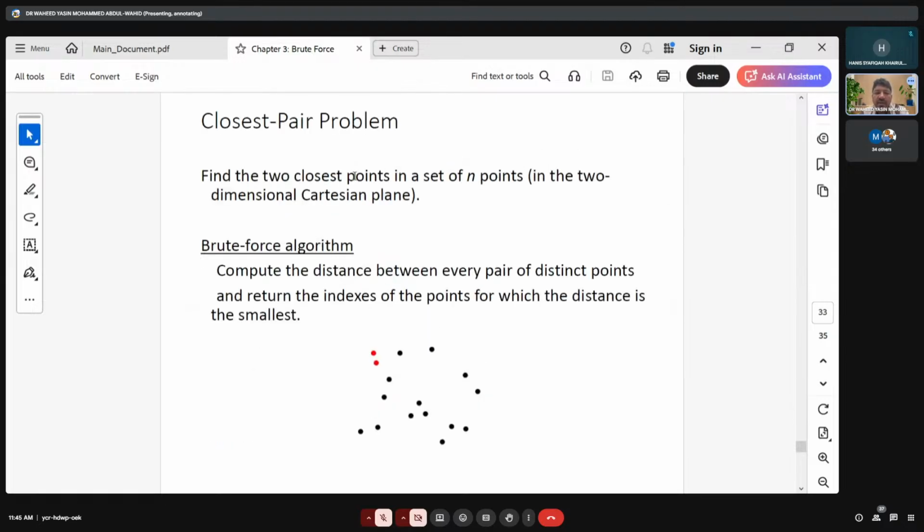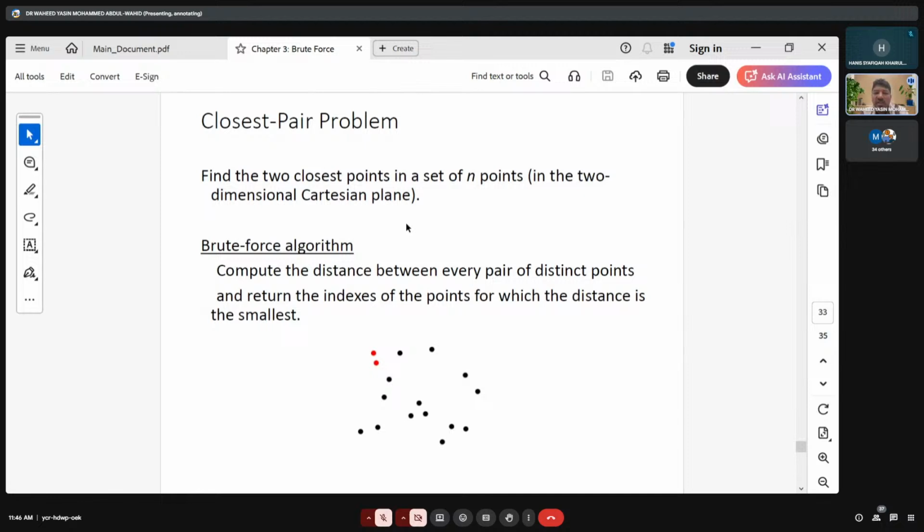Closest pair problem. Find the two closest points in a set of n points in the two-dimensional Cartesian plane. Brute force algorithm: compute the distance between every pair of distinct points and return the indices of the points for which the distance is the smallest. So here I make comparisons between all these points and I need the closest pair, meaning which is the closest pair. According to this graph, this is the closest pair.